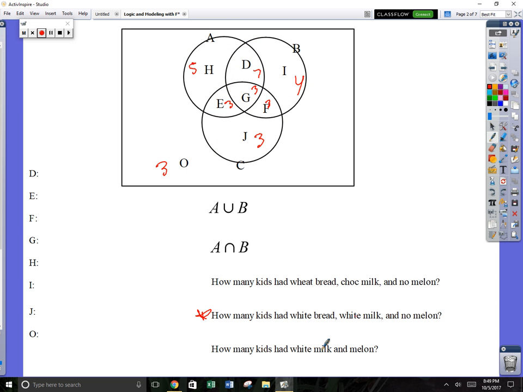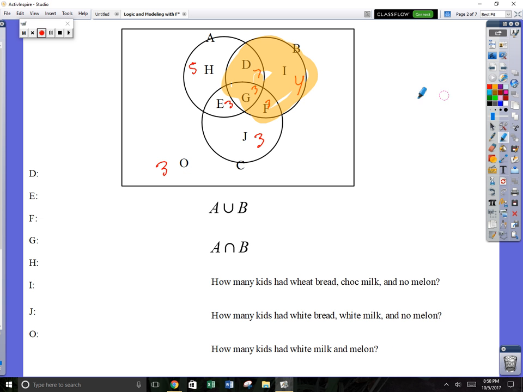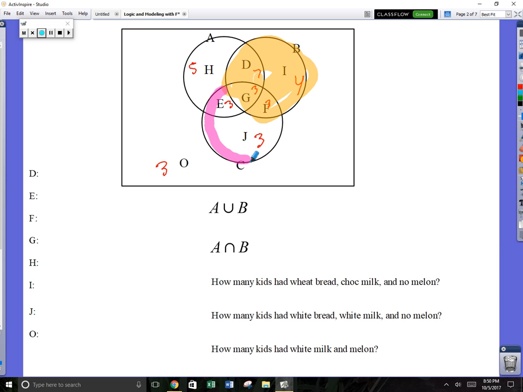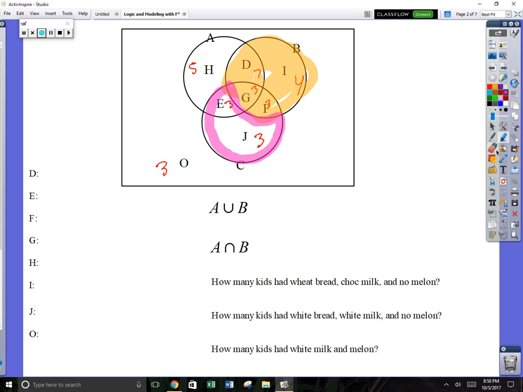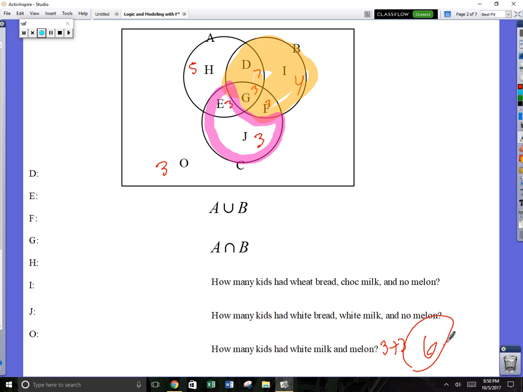Okay. The bottom one, how many kids had white milk and melon? So if they had white milk, they cannot live in the chocolate milk circle. So none of these qualify. They had to have melons, so they must live somewhere in this circle. So the kids that live in that circle but that do not live in circle B are these three and these three. The kids that live in E and the kids that live in J. So 3 plus 3, 6 kids.